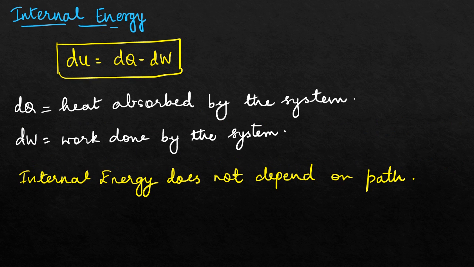Then next is the internal energy formula. dU is equal to dQ minus dW. dQ is the heat absorbed by the system, and dW is the work done by the system. And remember this, that internal energy does not depend on path. Heat depends on path, work done depends on path, but internal energy does not depend on the path. Important point to be noted.